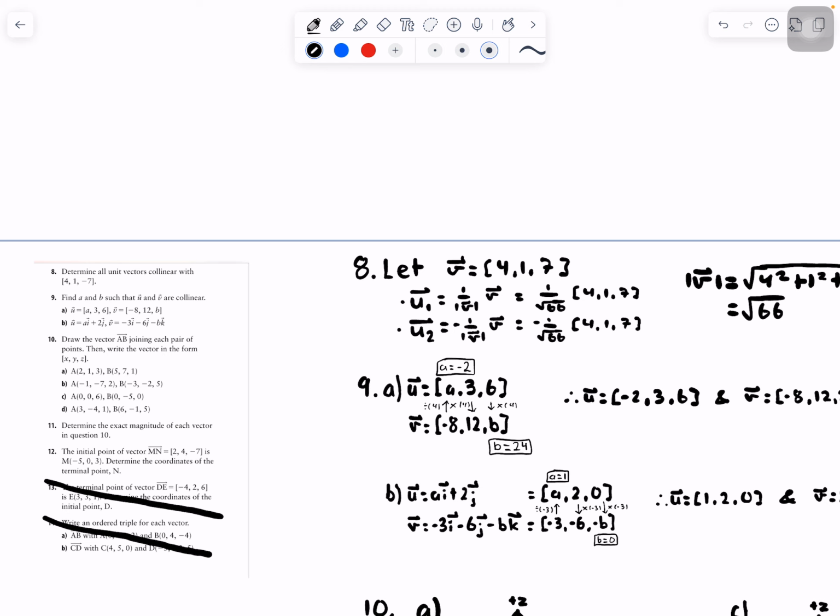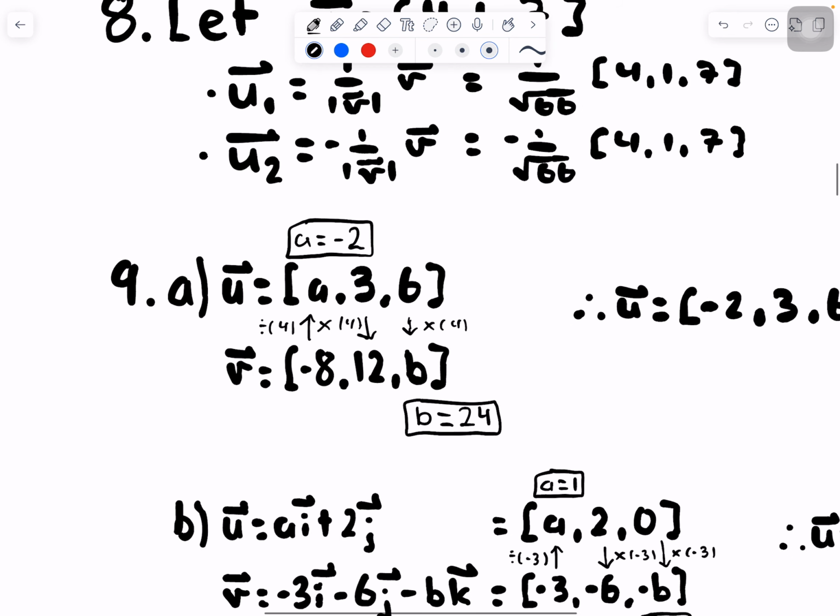Question 9 asks us, find a and b such that u and v are collinear. Okay, so again, I'm looking to make it so that u and v, the only difference between them is a scalar. So some scalar multiplying either u or v will give me the other one. Okay, so I'm going to line them up again, row by row. And what I notice is that if I want to get 12 from 3, I multiply by 4. Right? I multiply by 4 here.